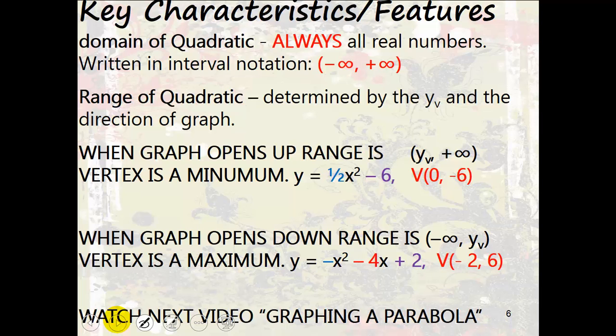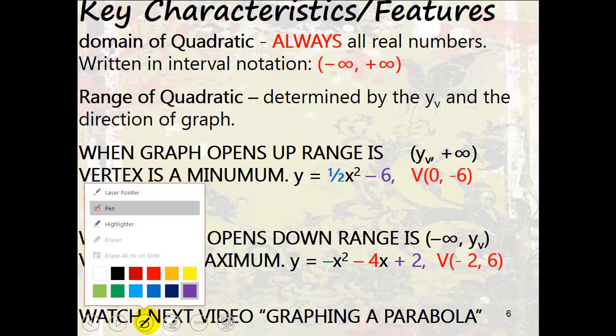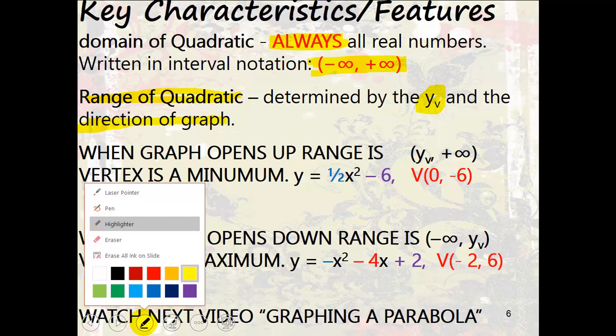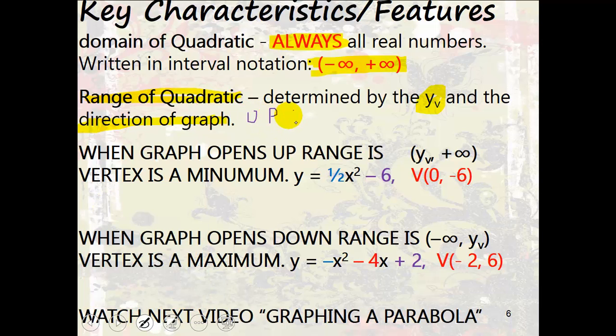All right, this is the last slide before we go to the next video. The domain, this is nice because it's always negative infinity to positive infinity. This is in interval notation. The range depends on two things: the y-coordinate of the vertex and the direction of the graph. So does it open up or down? That's what I mean by the direction.